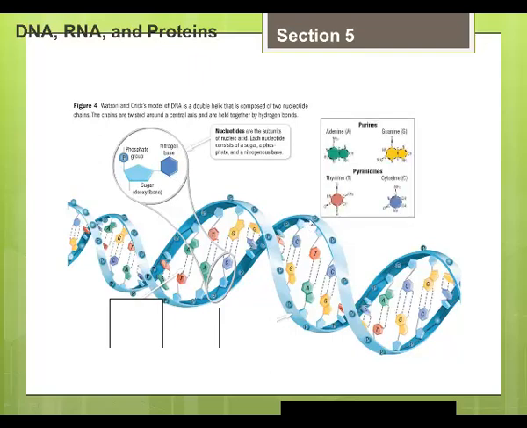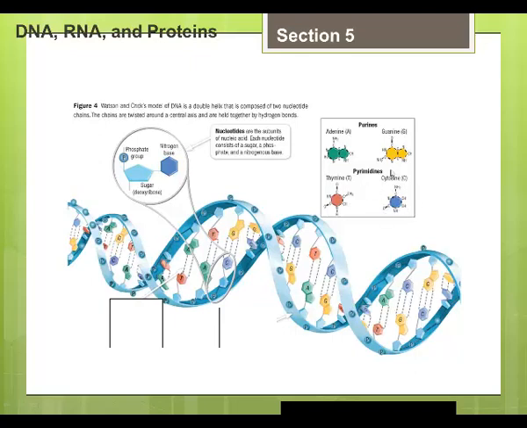The different nitrogenous bases are adenine, guanine, thymine, and cytosine. And remember, adenine and thymine combine together. Guanine and cytosine will combine together. Guanine does not ever bind with thymine. Adenine does not ever bind with cytosine.